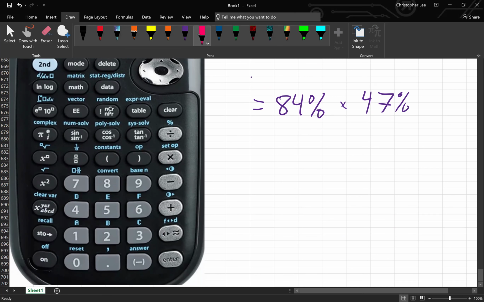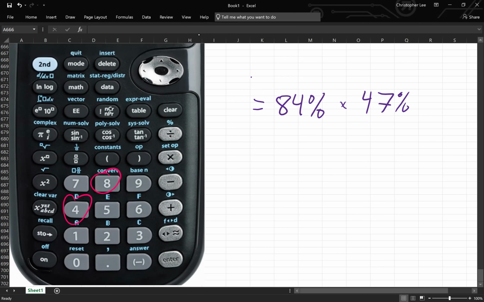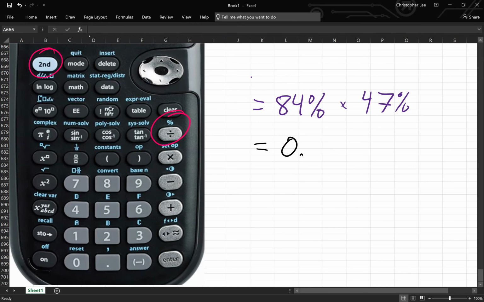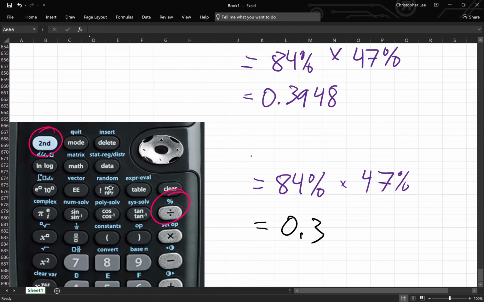If I'm gonna do this in a calculator, we all know how to do 84, right? Just 84, boom. But then you want to press second, and then you want to press percent right here. So that's how you get 84%. And then times 47%. It's still gonna give you the decimal answer, which is 0.3948.